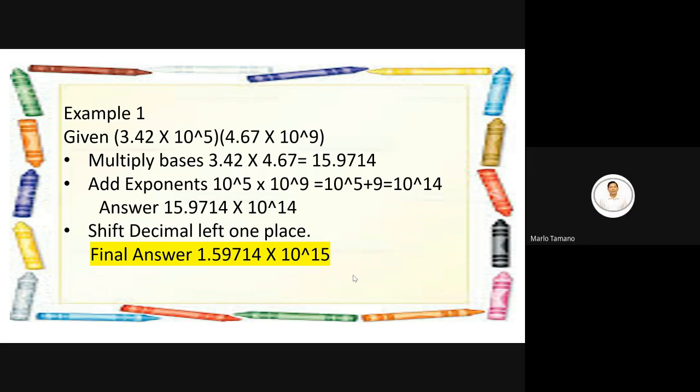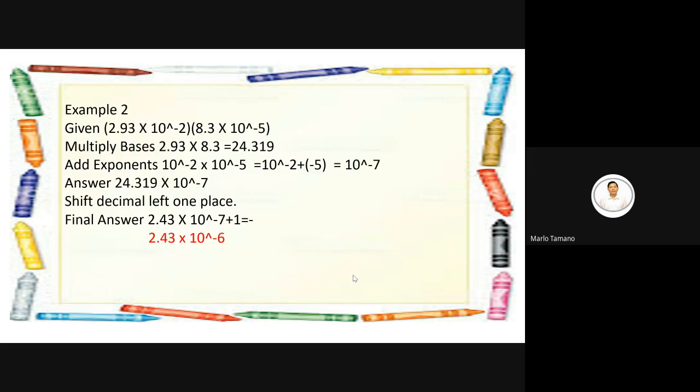Okay, next example number 2. So, given 2.93 times 10 to the negative 2, 8.3 times 10 to the negative 5. Parehong negative ang ating powers of 10. The exponent of our base 10. No? So, multiply the bases, 2.93 times 8.3. The product is 24.319.